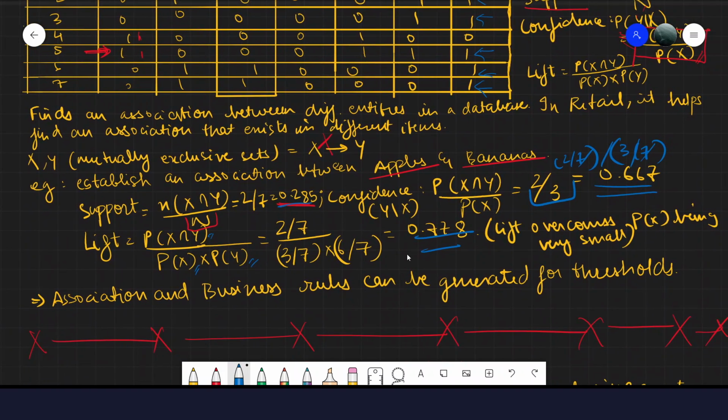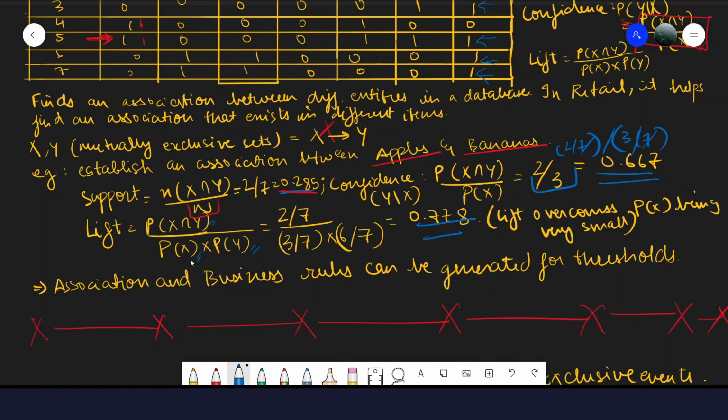So that's what is written over here. Association and business rules about who buys what in tandem together can be generated using thresholds like this one. This is just an example. I want to show you how simple probability can be used in real-world analytics applications like recommending items for retail buyers.